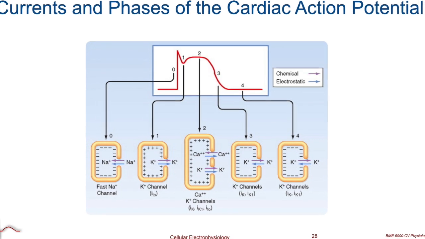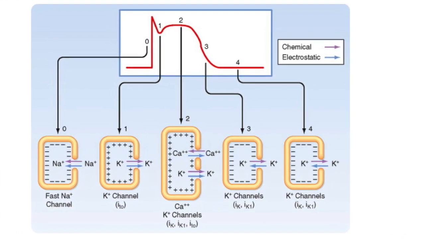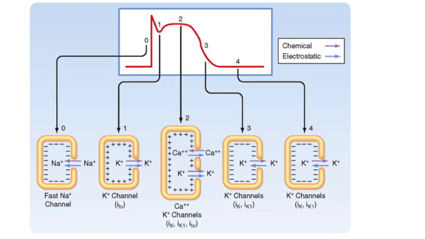Here's another version of that same information. Here we see a nicely done figure that shows the different phases of the action potential. These are also standardized, phase 0, 1, 2, 3, 4. And during each one of these phases, you can see below which of the currents are active, which of the channels are open, and that helps us understand the behavior of an action potential.